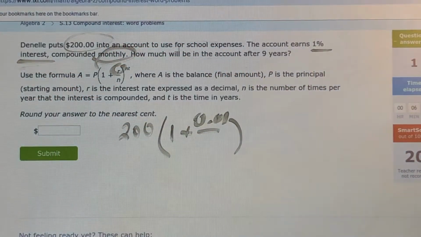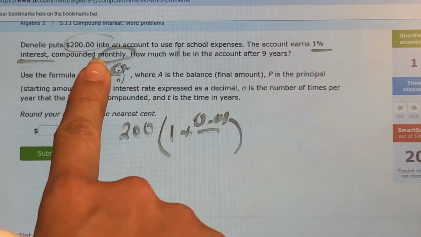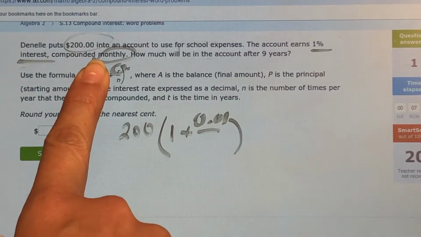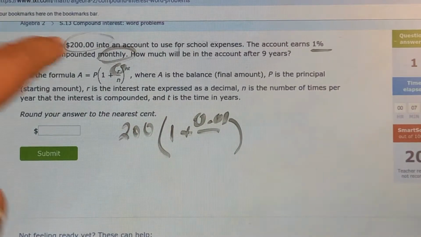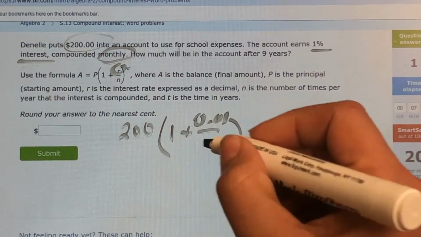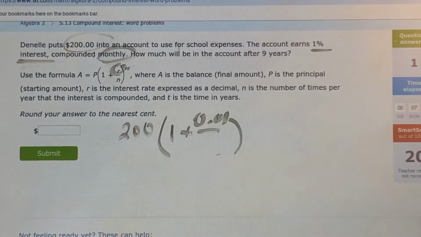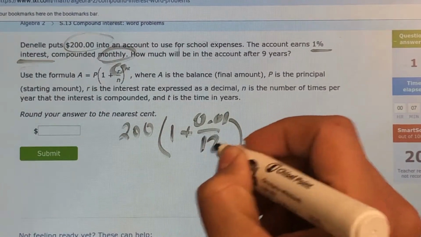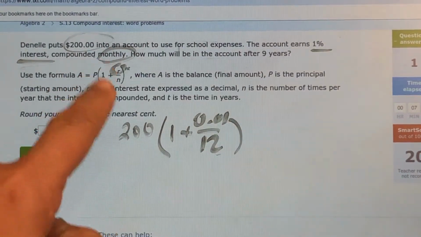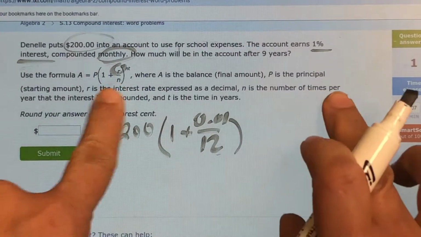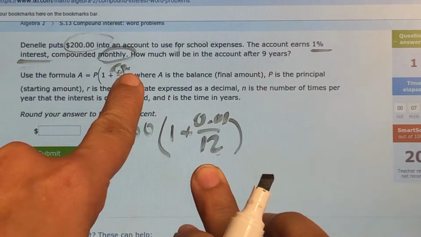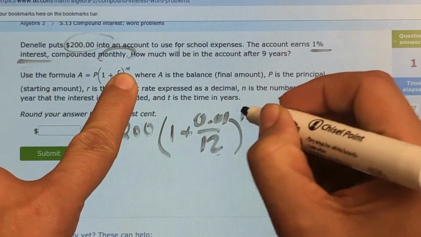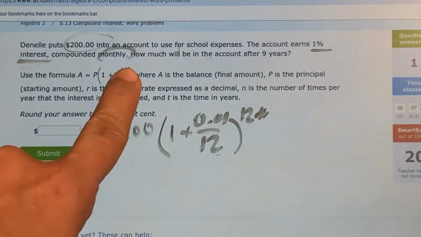So if it's compounded monthly, what does that mean? How many months are in a year? It's always how many times it goes into a year. It says monthly, so that means 12 months. There are 12 months in a year. So anytime you see N, that's the number of times per year the interest is compounded, and it says per month, so it's going to be 12. So when I see N, I'm going to put 12. And then it's going to be times whatever T is.